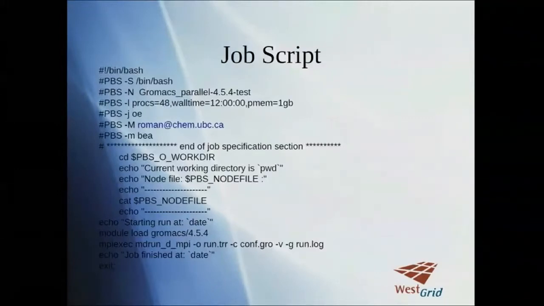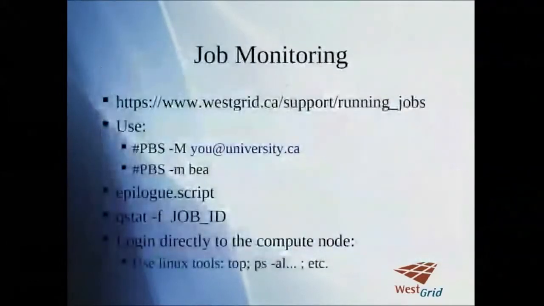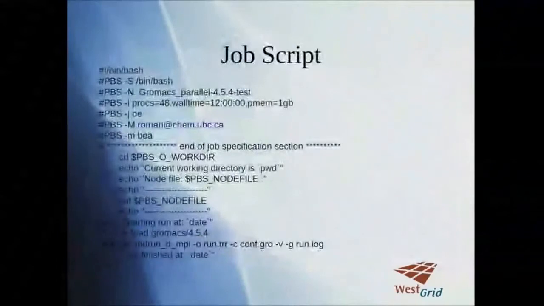information about my job at the beginning, that's B, E is end and A is abort. So basically, in this line, I am asking the system, please send me an email when my job starts, when my job's finished, or if anything goes wrong. If the job has aborted, please send me the information. So these are the directives, and that's the end of the job specification section. And then basically you are saying what you would like to do.